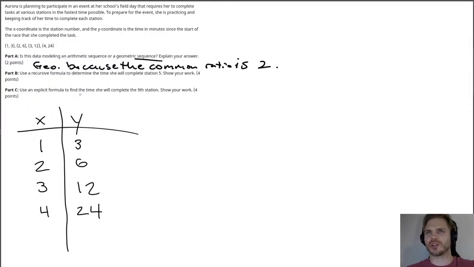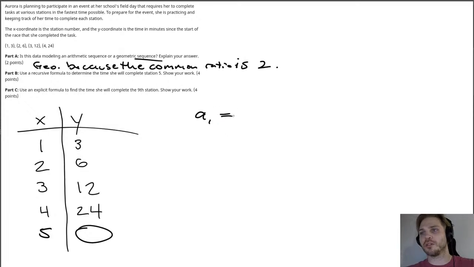Use a recursive formula to determine the time she will complete station 5, show your work. So recursive means it feeds back into itself, right? So we need that version. And then it recurs, it happens again. Does that make sense? So then use a recursive formula to determine the time she will complete station 5. Okay, so basically they're saying we need to predict this number here in the sequence.